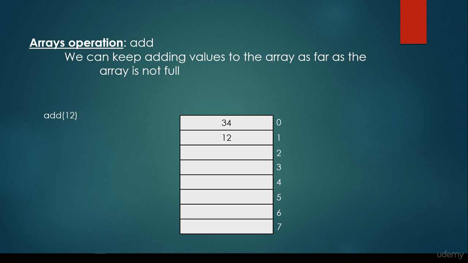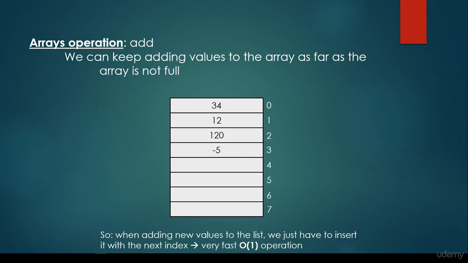We are going to add 12. We are able to get this value with the help of the index 1. Then we are able to insert, for example, 120. It's going to be the index 2, then -5. So we can come to the conclusion that when adding new values to the list, we just have to insert it with the next item possible. Okay, in this situation, we know for certain that the index 3 is occupied, so we are able to insert the next item to the index 4.